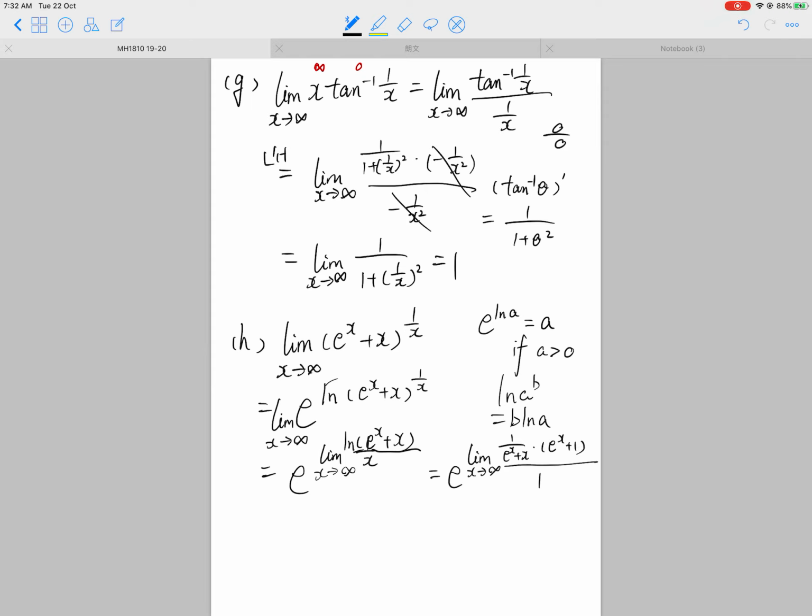You differentiate the bottom, you get 1. So you can rewrite this as e to the power of x plus 1 over e to the power of x plus x. Now you can differentiate both sides. So it's e to the power of x over e to the power of x plus 1. Differentiate again: e to the power of x over e to the power of x. So this part is 1. It's e to the power of 1. The result is e.